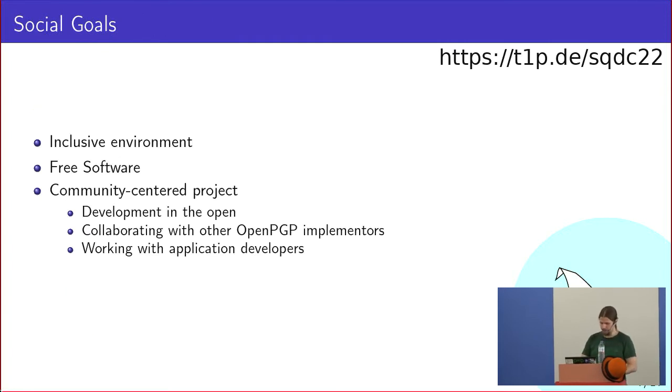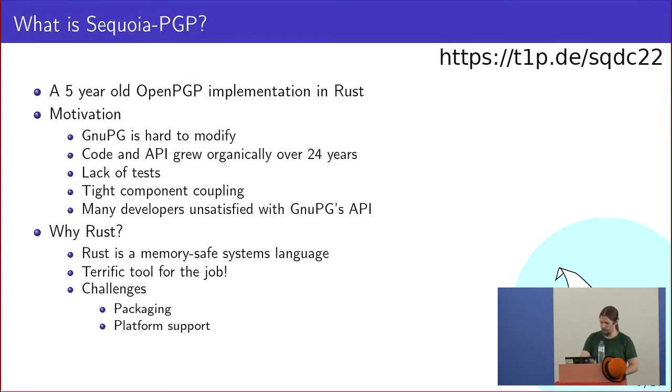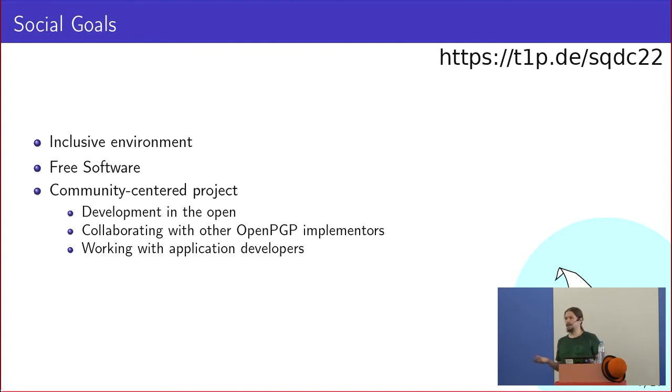So we have some technical and some social goals. Let's start with the social ones. We want to create an inclusive environment. We are obviously creating free software, and we want to be a community-centered project. For us, that means we are developing in the open.